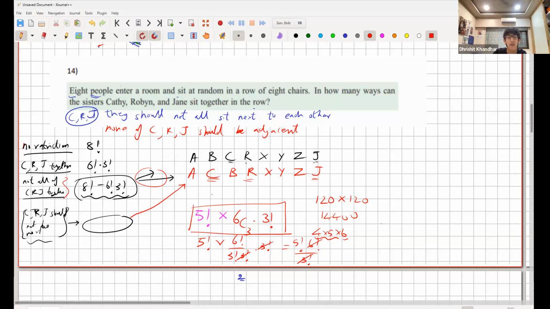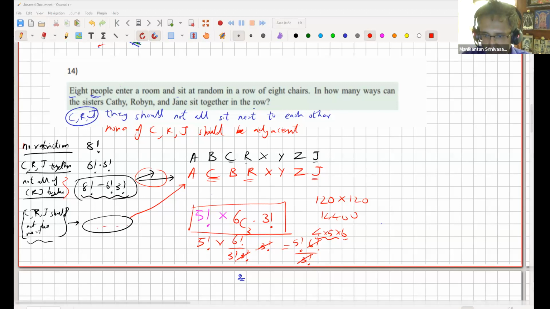Does it make sense? What I'm saying is the last one is a subset of the previous one. Does it make sense? Okay, anyway, you're in agreement, right? Good. Yeah, that's how we should think. Nice. Okay, that is question 14. Question 15.